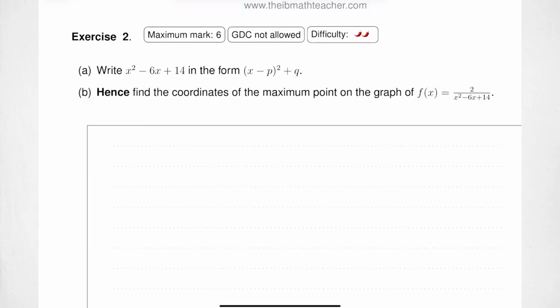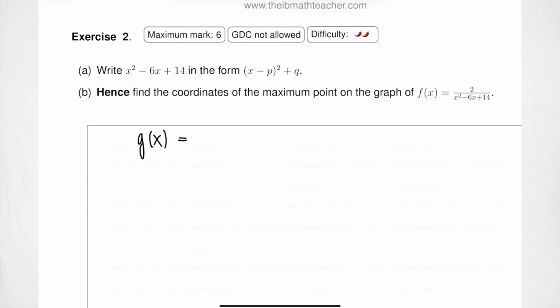In exercise number 2, we have a quadratic expression, one which we could turn into a function just so we can analyze what happens to this quadratic when it's not represented in the standard form, which is the form that's given, but actually in vertex form, which is (x minus p) squared plus q. So let's assume that g of x is equal to x squared minus 6x plus 14. And this is the standard form of this quadratic.